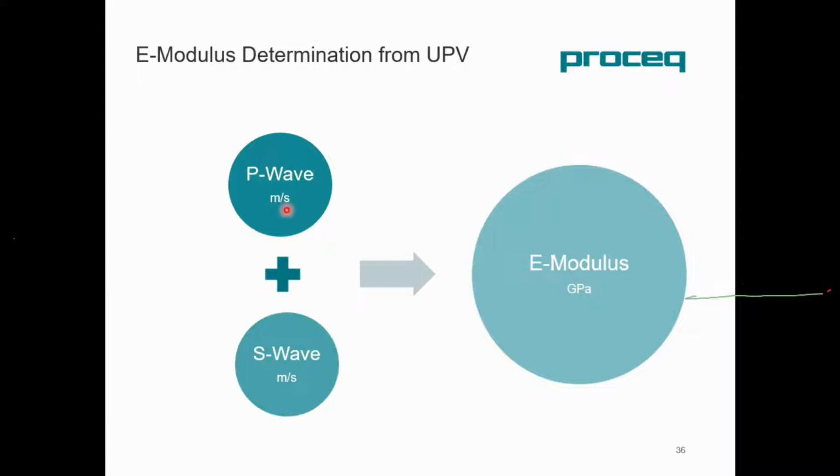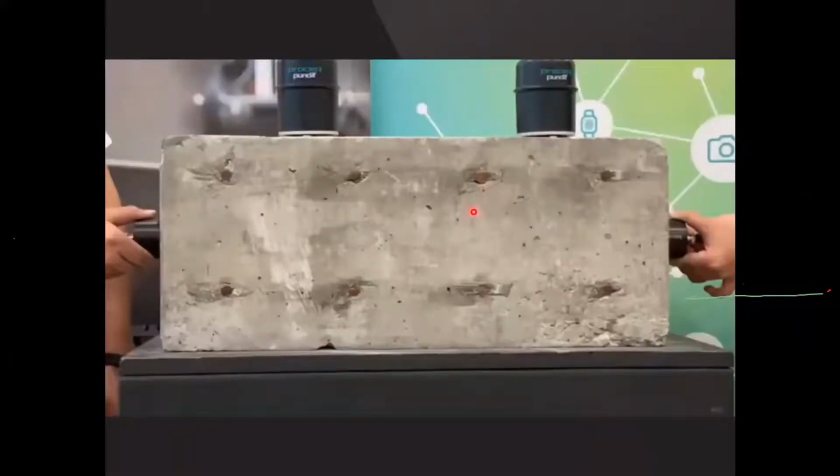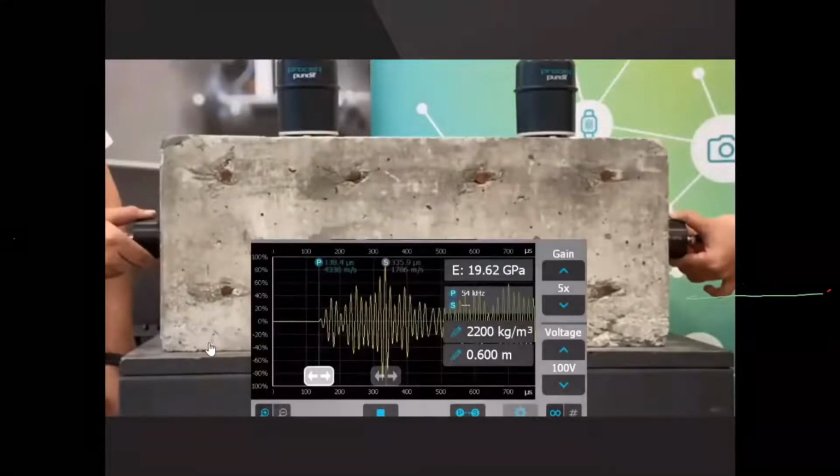So once you enter that, and when the instrument measures the P wave and the S wave, the E-modulus can be measured automatically. So I prepared a video here, right? You can see here first, this block is about 0.6 meter length. First, I fix the P wave transducer. This is a 54 kHz transducer, and I will start my measurement, right?